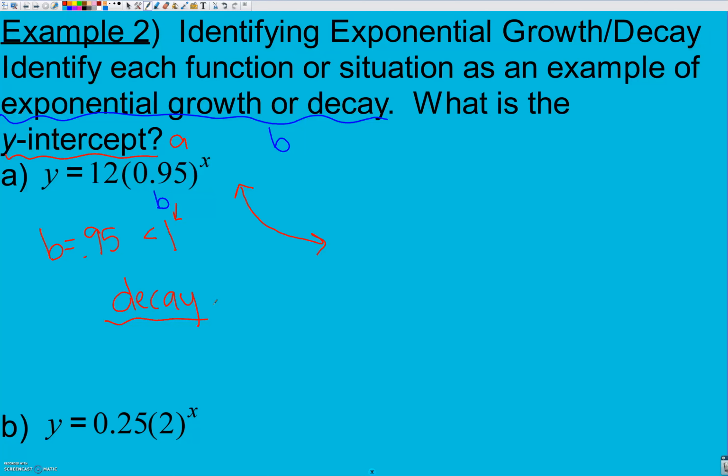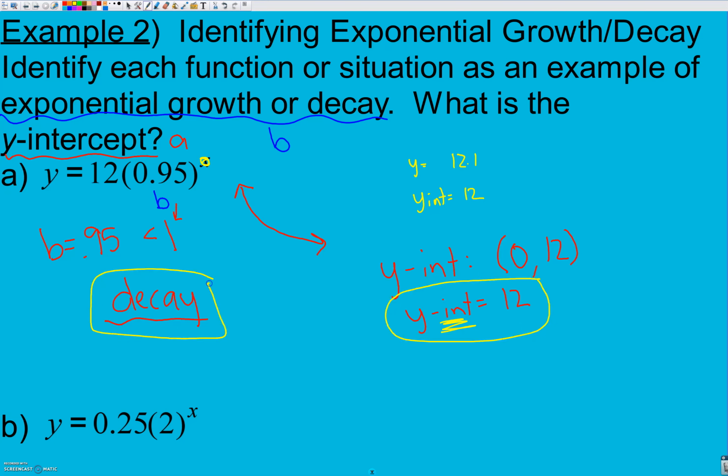Now our y-intercept is always at (0, a). Or you can just do y-intercept equals 12. Remember, you have to have the intercept part. We don't want that line. Okay, it's always our a value because it's when we plug 0 in for x. If we plug a 0 in for x, we get 12 times 1, which is our y-intercept to be 12. So our y-intercept is 12, and it's exponential decay.